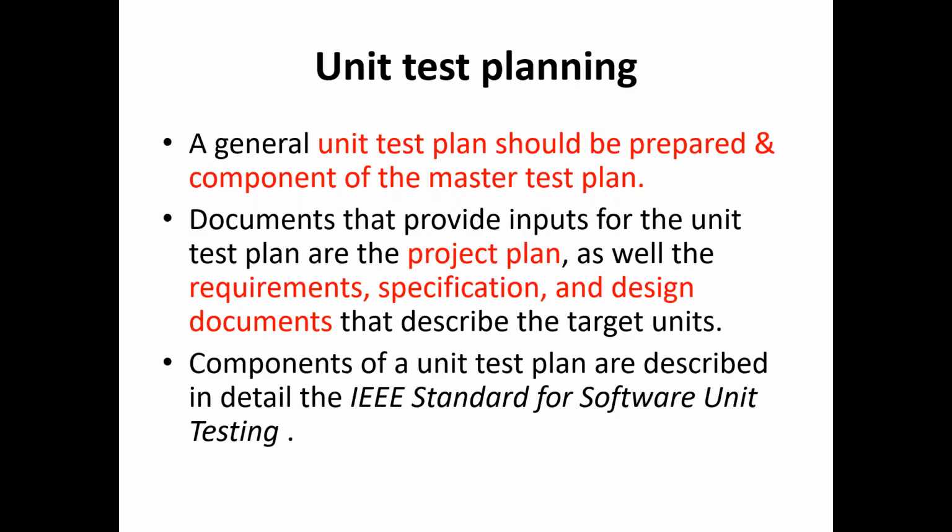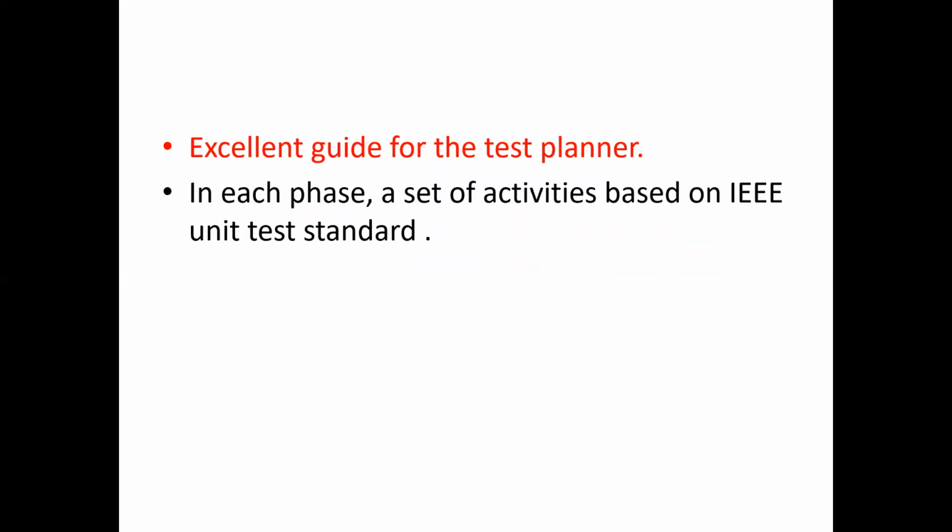Unit test planning. A general unit test plan should be prepared as a component of the master test plan. Documents that provide input for the unit test plan are the project plan, as well as the requirements, specification, and design documents that describe the target units. Components of the unit test plan are described in detail in the IEEE standard for software unit test, an excellent guide for the test planner. In each phase, a set of activities is based on the IEEE unit test standard.